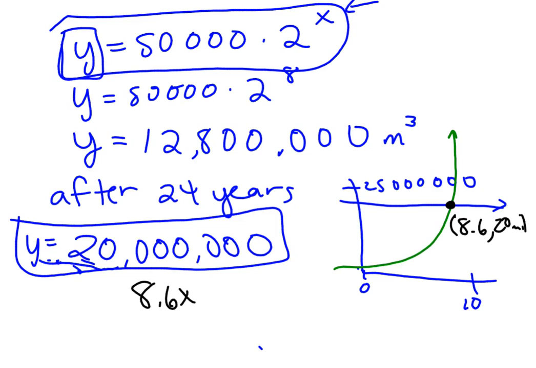Okay, just to wrap it up, we have to do 8.6 times the 3 years in order to get how long it's going to take, which is 25.8. 25.8 years for it to reach that capacity.